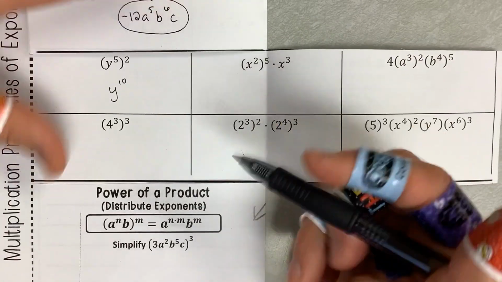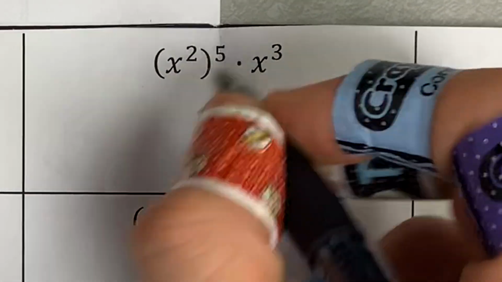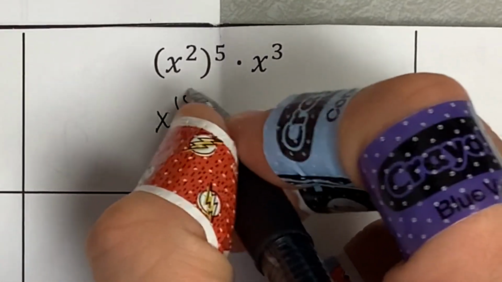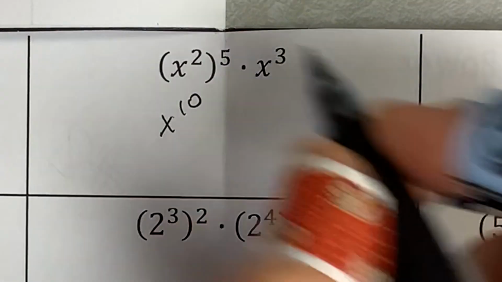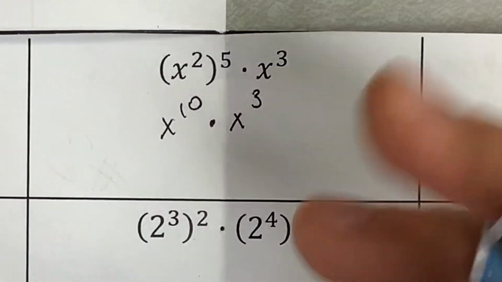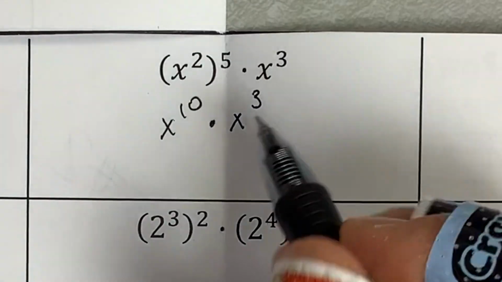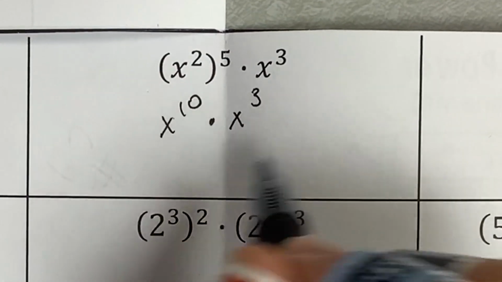Let's go over one. Well, let's see here. I have x squared raised to the fifth power. 2 times 5, that's also going to give me 10. Okay? But we have this times x to the third that I brought down for now. Even though it's an old rule here, we're going to simplify this.